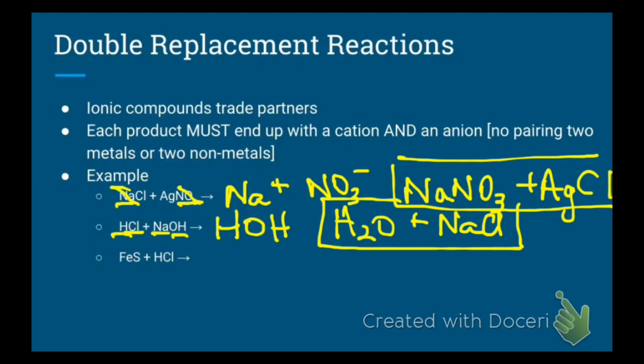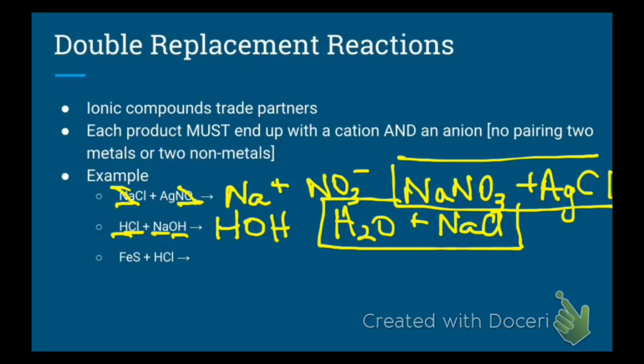But we've got H pairing with OH, we've got the cation from our second compound going with the anion from our acid. And again, we'll talk about this more later. All right, this next one is the first one we're going to have to look at crossing our charges. We've got iron sulfide plus hydrochloric acid.